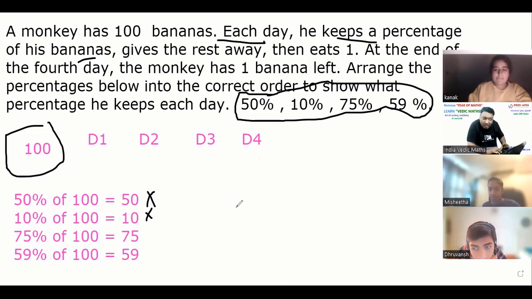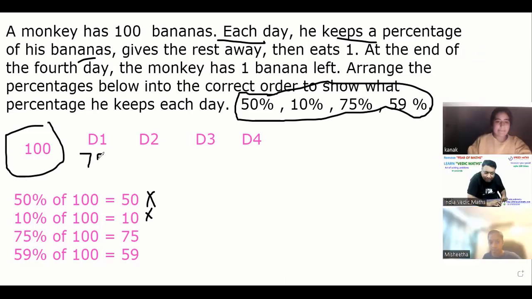He keeps a produce of bananas every day: 50%, 10%, 75%, and 50%. Tell me what we should try for day 1, guys. Let's say we try with 75. He keeps 75. So 1 is eaten, 74. Now 75 is done. No, 10% of 74 is not possible, 15 not.